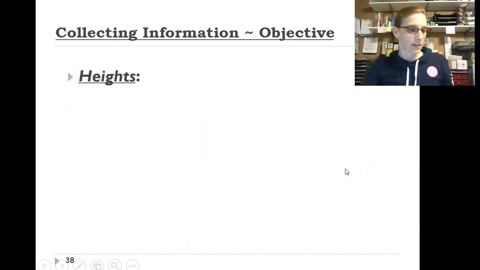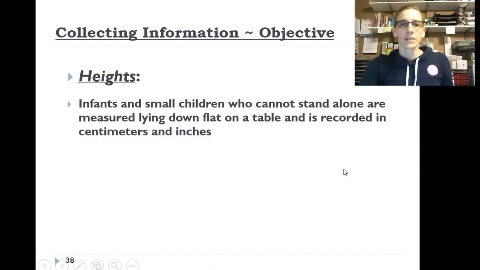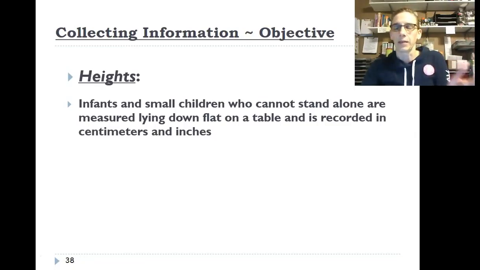All right, heights. Infants and small children who can't stand alone are going to be measured lying down, so you'll lay them flat. Some places will have a bed like against a wall where they'll have a piece of wood that they move up and down the bed, and it has a measurement on it, kind of keeps a ruler on it. Others will have just a table with paper on it. They'll mark the paper at the head and at the child or infant's foot, and then they'll take the tape measure and measure that length.